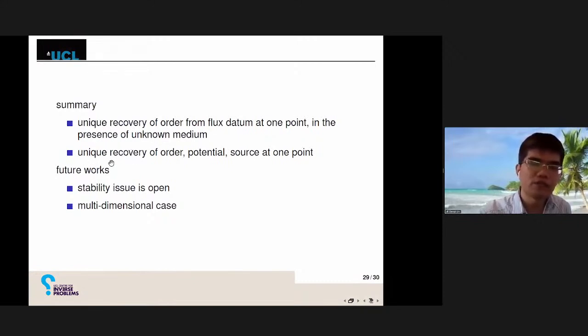Another thing is that if we know a bit more, like in the one-dimensional case, then this one-point measurement actually allows us to recover the order, potential, and the source if our boundary condition satisfies some very mild condition. Surely, these results are still somehow weak, because they just give us uniqueness. It does not say anything about, for example, how stable this procedure is. If I want to recover this, how stable will it be? This kind of issue is completely open, and we don't have any ideas how to do this.